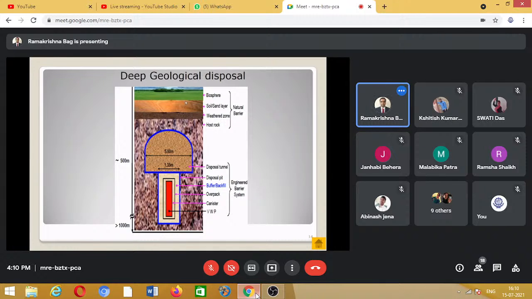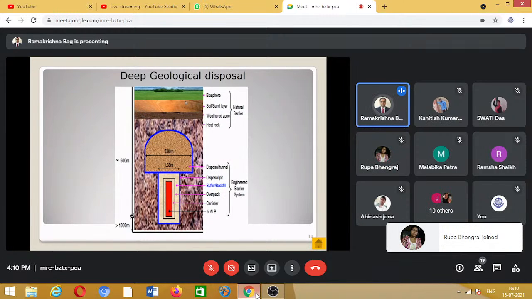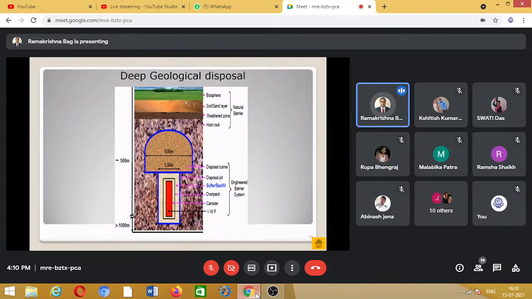You cannot bring your bentonite or clay from USA or Australia because that will be hugely costly. So we need to use the locally available material. This is not a small area. A huge number of barrels or canisters will be kept. So we need to do research on the locally available material.